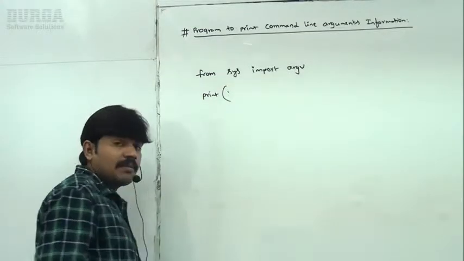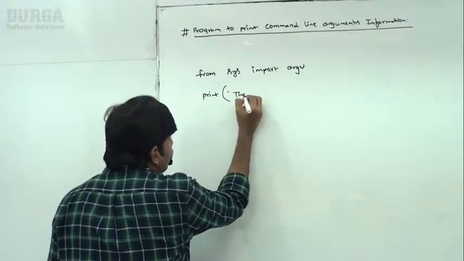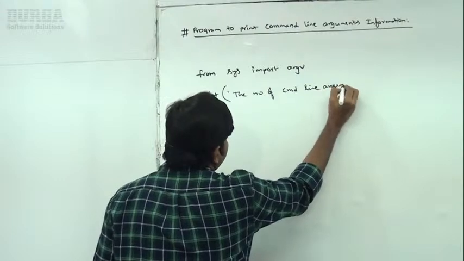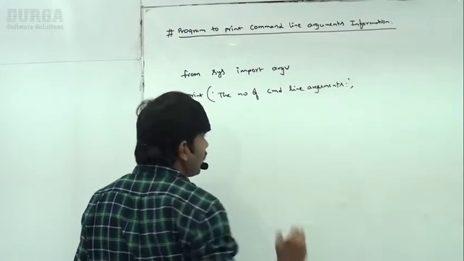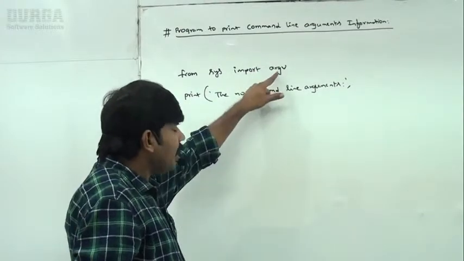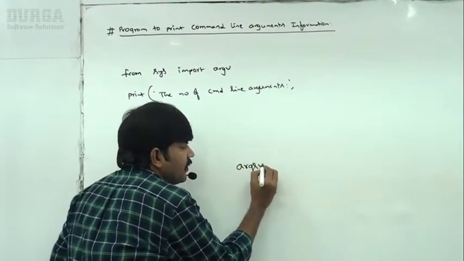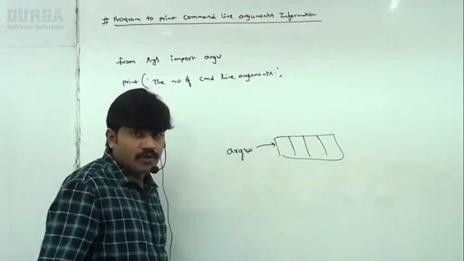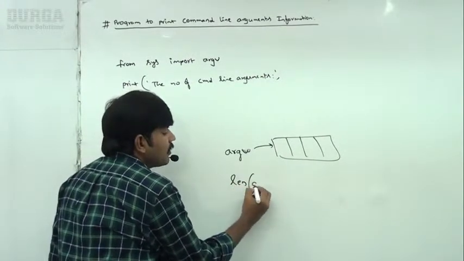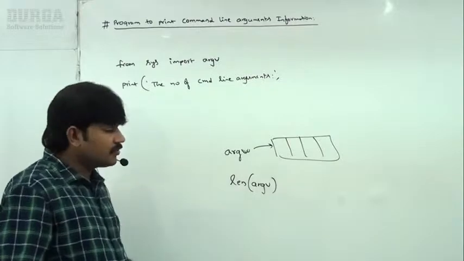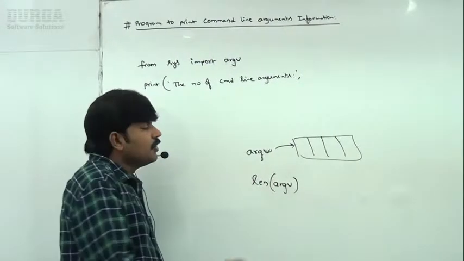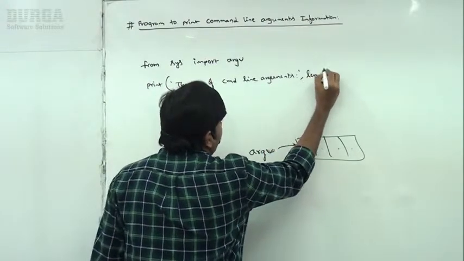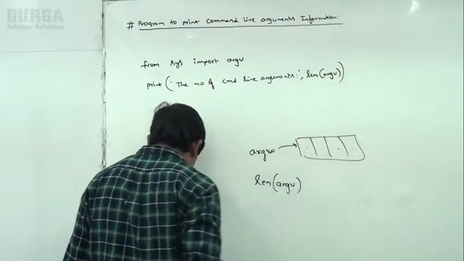Now, very simple: print the number of command line arguments. How many command line arguments are there? argv is the list, right? So in this list, if you want to know how many elements are there, very simple: we have to use the inbuilt length function. Length of argv will return how many values are there in this list.